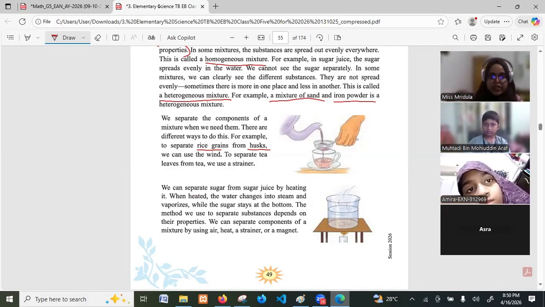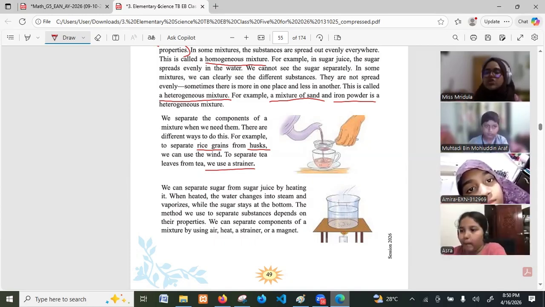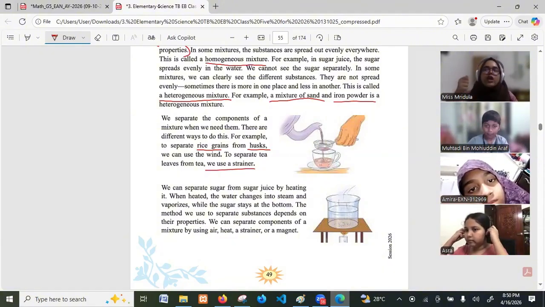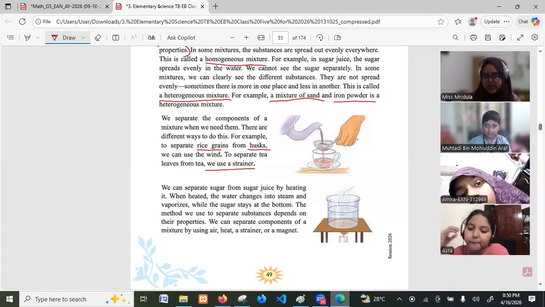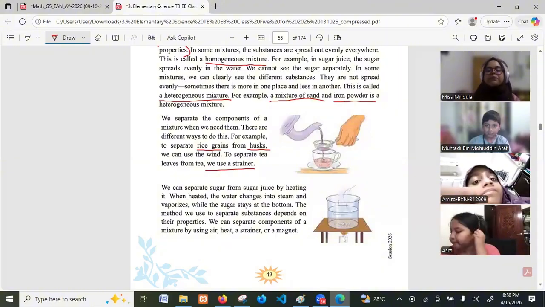We can separate tea leaves from tea. We use a strainer. See? We strain tea and drink it, right? Otherwise what happens? The liquor comes into the cup. So if we want to separate the liquor or the tea leaves from the tea, and we want to drink the last drop of the tea, then we can put a strainer. We can pour the tea over the strainer, so all the liquid will be in the cup, and the tea leaves will be collected on the strainer, right? So we are separating it.